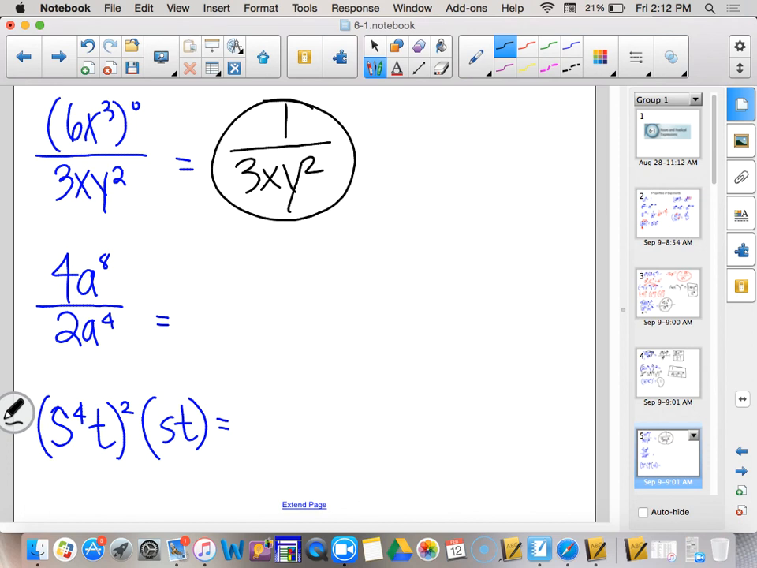So I have 4a to the 8th divided by 2a to the 4th. What am I going to do first? Your coefficients. 4 divided by 2 gives me 2. Now I have a to the 8th divided by a to the 4th. If I'm dividing, what do I do with my exponents? Subtract. So 8 minus 4 would be 4.